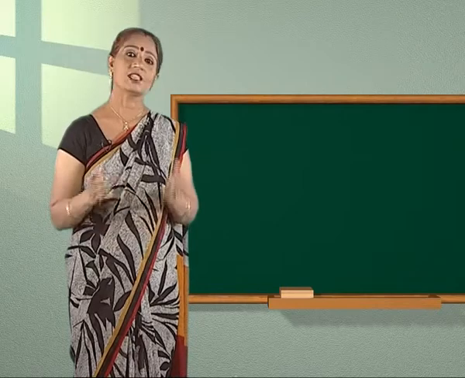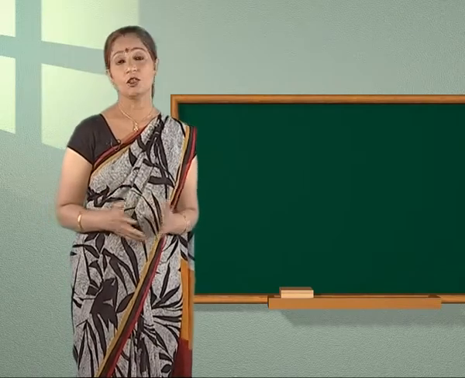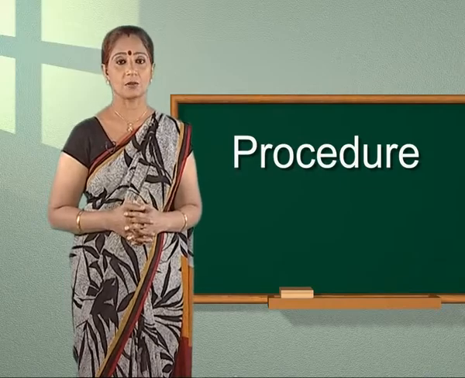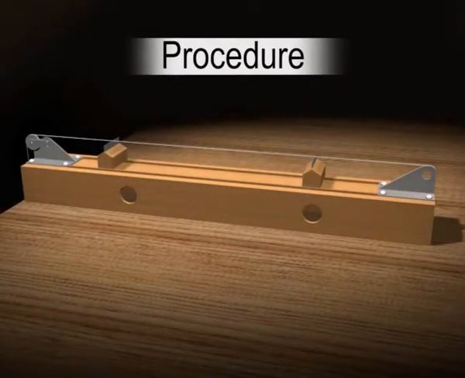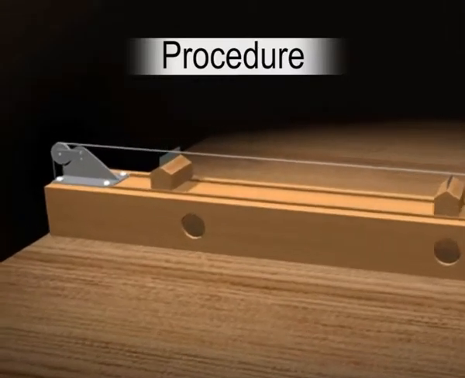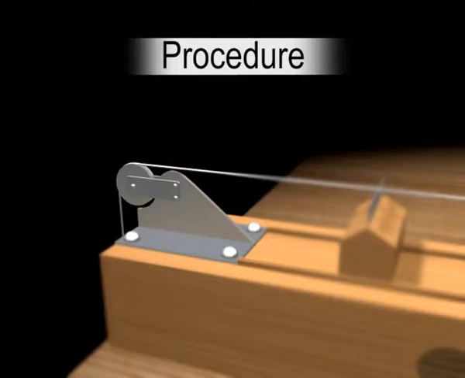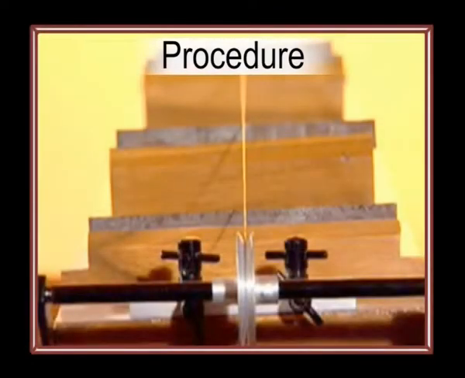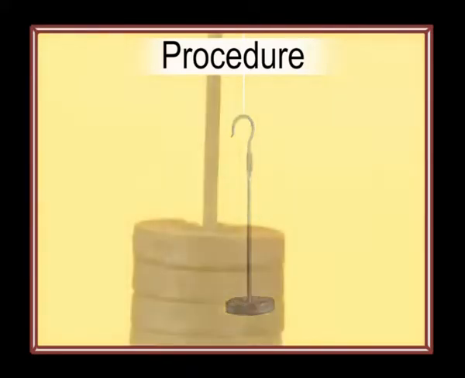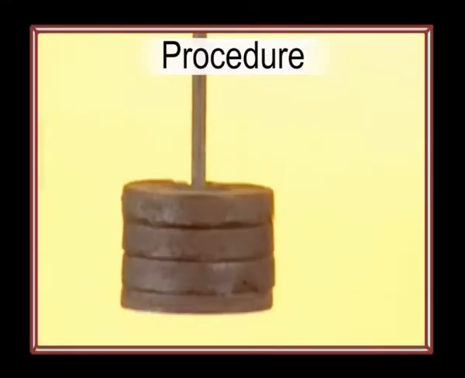I believe that you are all now ready to know the procedure of this experiment. Procedure. To start with the procedure, place the sonometer on a table as you can see here. You must make sure that the pulley does not have friction. Now, stretch the wire by putting a suitable load on the hanger. In the present setup, a load of 19.6 Newton has been used.